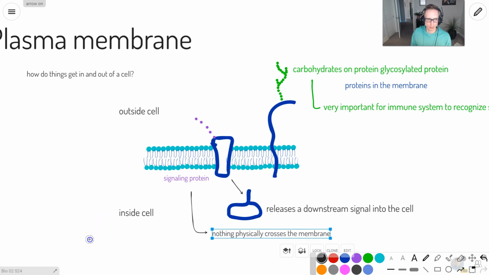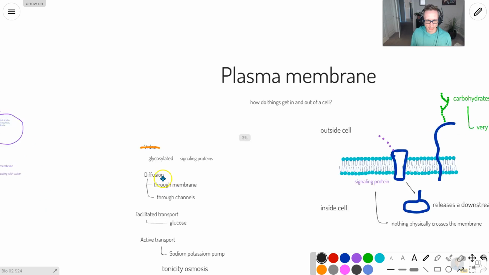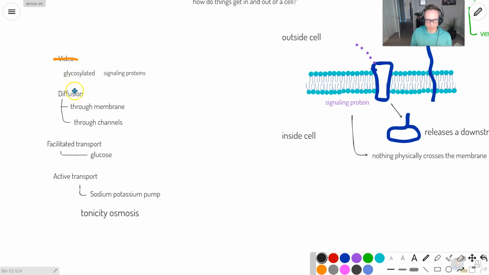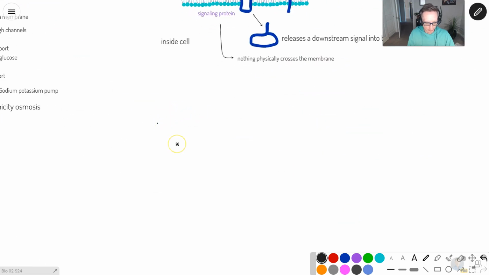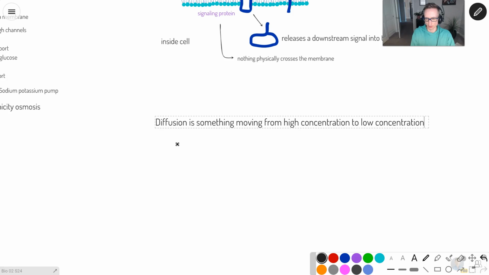Now let's get into diffusion in the plasma membrane, and we'll go through these. So diffusion, very simply, I'm sure we understand what that is, but let's go ahead and define that for us. The sciencey way to put it is something moving from high concentration to low concentration. That's the way to define it.